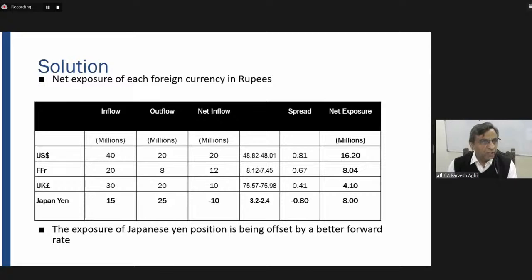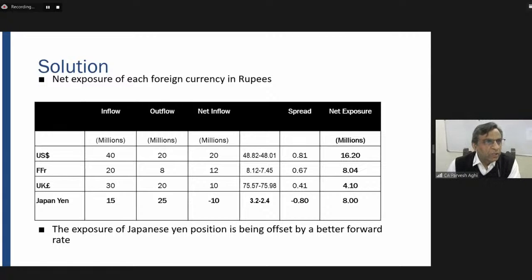I'm converting them to short numbers. In US dollars, it is 40 million US dollars of inflows, and the outflow is 20 million. So the net inflow would be 20 million US dollars. The spot rate is 48.01, and the forward rate is 48.82. This is a pretty old quotation, which I have taken from your study material. So the spread is 0.81, and the net exposure will go down to 16.20 million.